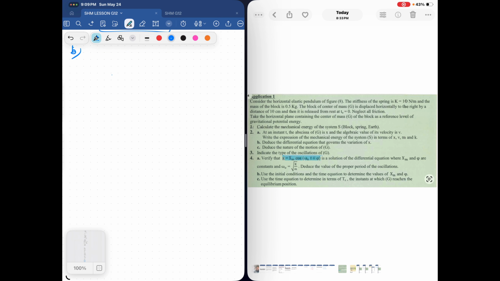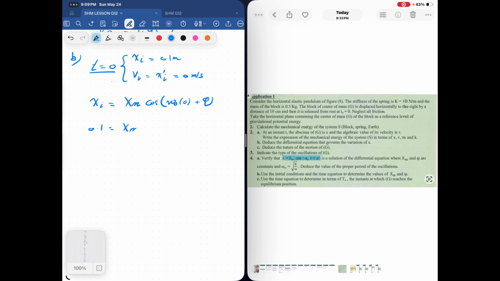Part B. Use the initial conditions and the time equations to determine the values of xm and phi, the time equation being x equal xm cosine w0t plus phi. Let's first identify the initial conditions, meaning at time equal to 0. The position x initial was 0.1 meters, and the velocity initial, or x prime initial, is equal to 0 meters per second. And so we now know that x initial is equal to xm cosine w0t, which is 0, plus phi. And so 0.1 is equal to xm cosine phi. This is our first equation.